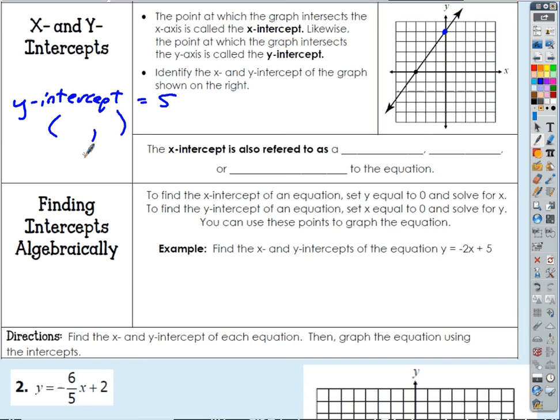0, 5, okay? Now, the 0 is important. Every number on the y-axis, therefore every y-intercept, always has to have an x-coordinate of 0, doesn't it? Okay, hold that thought. That's important.